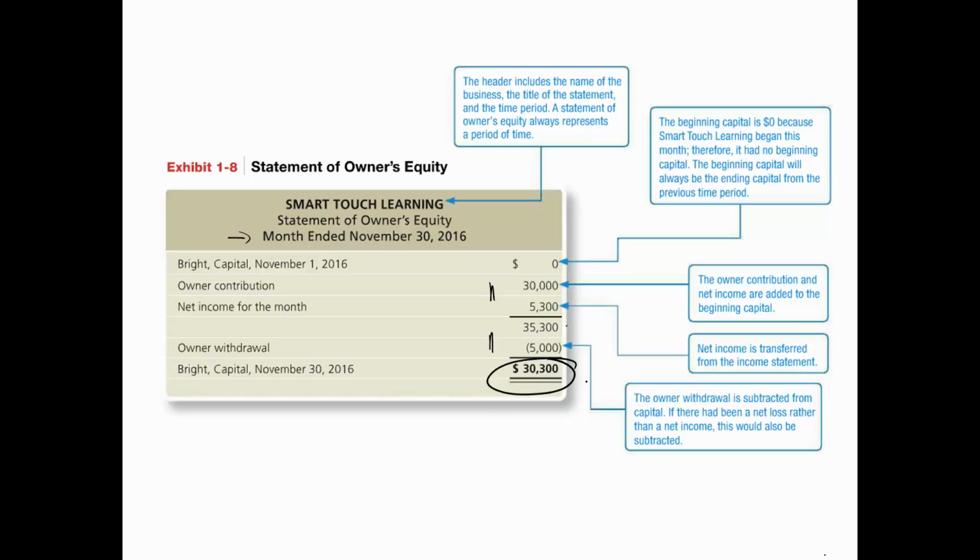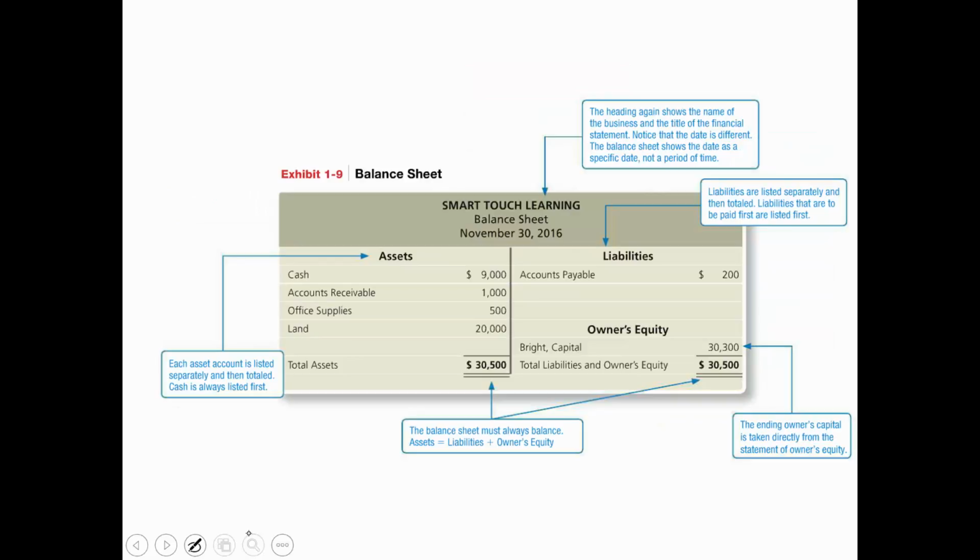Now we need this number then to show up on our balance sheet. So the balance sheet is here. We have assets on this side, we have liabilities and owner's equity. And that is our accounting equation.